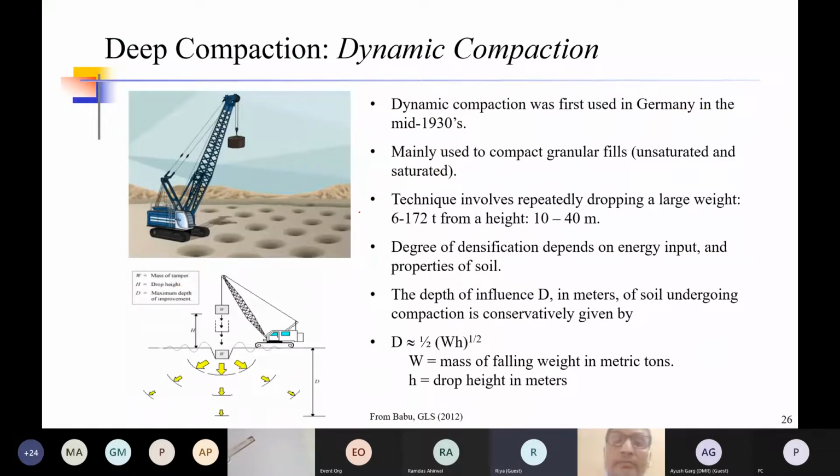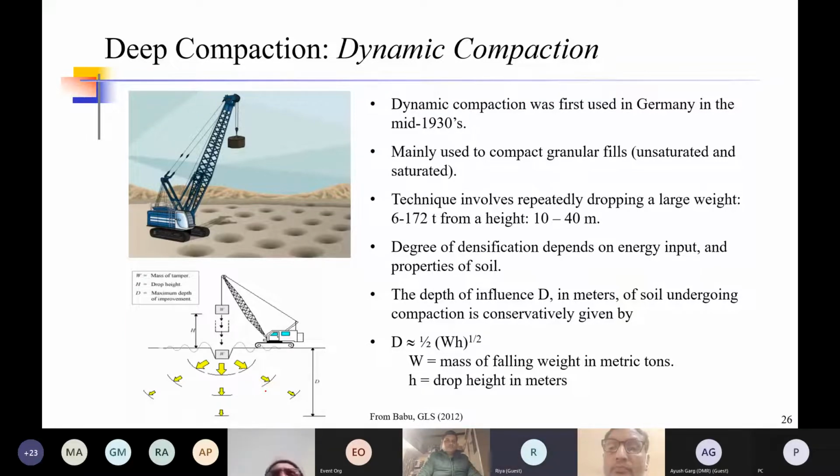Now coming to the first deep compaction method, that is dynamic compaction. Basically the idea is that a very heavy weight, somewhere ranging between 6 to 170 ton, is dropped repeatedly from a height of 10 to 40 meters onto a bed of granular soil. Because there is weight and there is drop height, it creates an impact energy. This impact energy produces surface waves, shear waves and compressional waves. Under the action of these waves, the soil below it gets compacted. That's the basic fundamental basis of dynamic compaction.